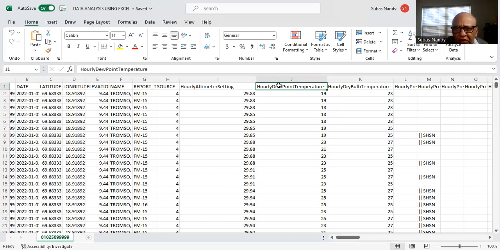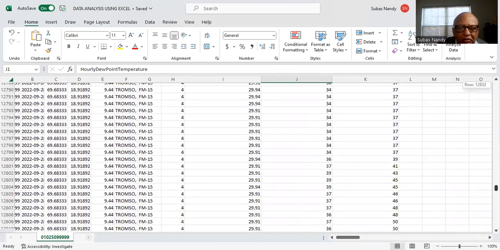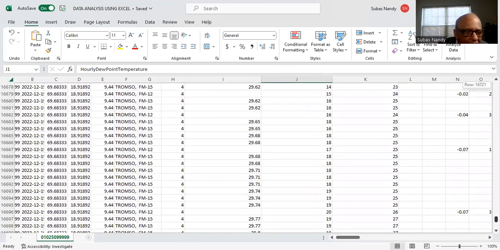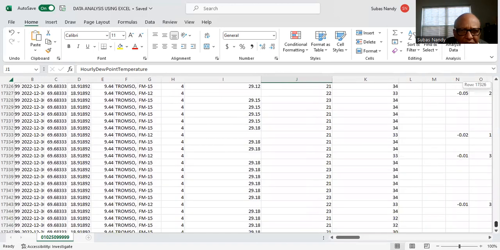So my focus is on column J. There are lots of data here, starting from cell J2, all the way to J17,402. So there are like 17,000 data points. This is the column J I'm talking about, the dew point temperature. So first, my goal is to find the mean.